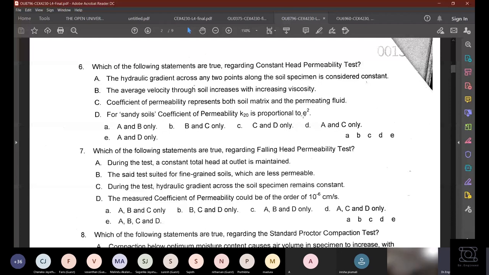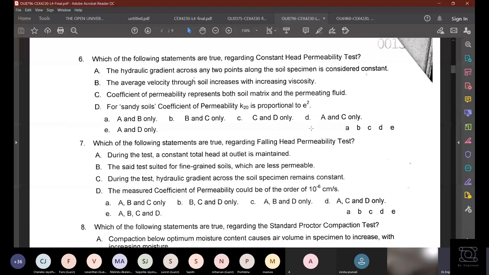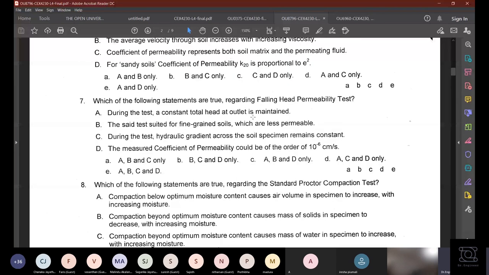Next, which of the following statements are true regarding falling head permeability test. During a falling head permeability test, a constant head is maintained. That is in the name itself, they are saying it is falling head. So head decreases, not constant. So statement A is wrong, right?